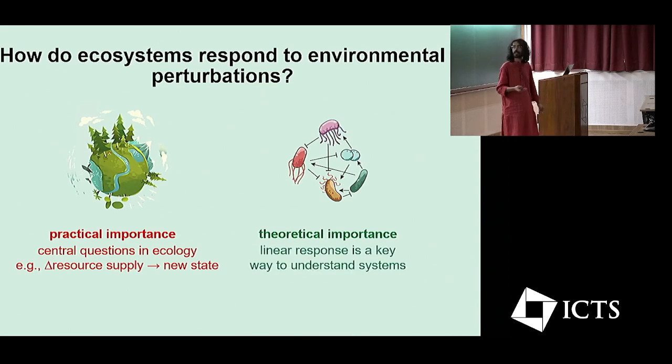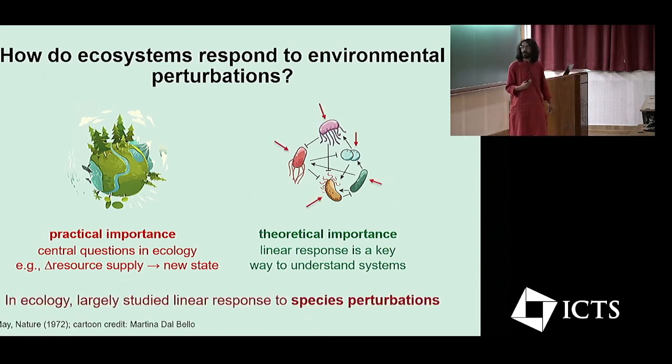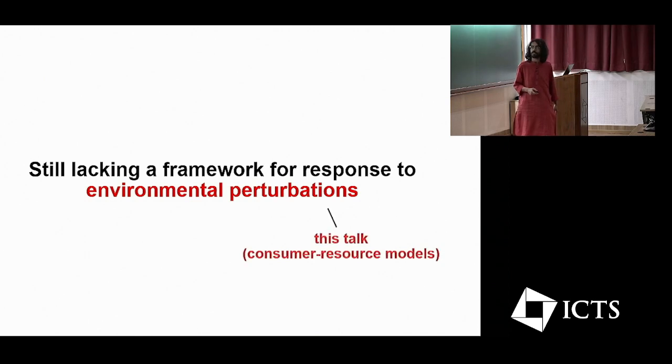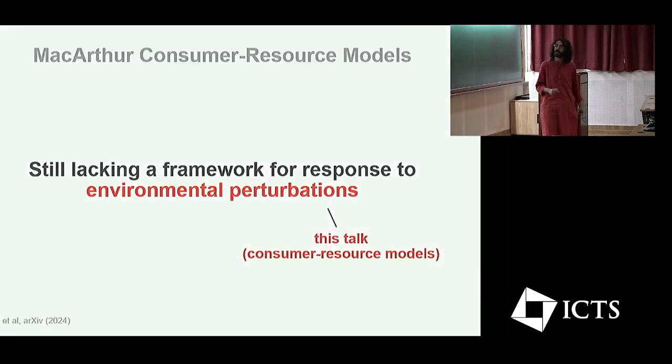And of course, theoretically, we know that linear response is a key way that we have in physics to understand systems of any and all kinds. And I would say in ecology, we do have a tradition of doing linear response theory, but typically it's studied by perturbing the various species in the system and then asking if the system is stable or not. But what we're still lacking is a framework for assessing the response of these systems to perturbations in the environment and not species. And that's what I'm going to try and do in the next few minutes, just to give you a taste.